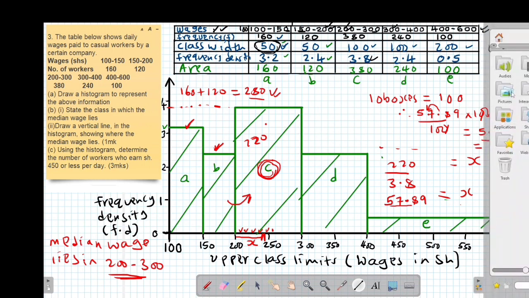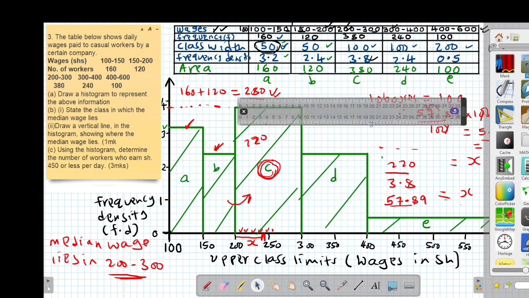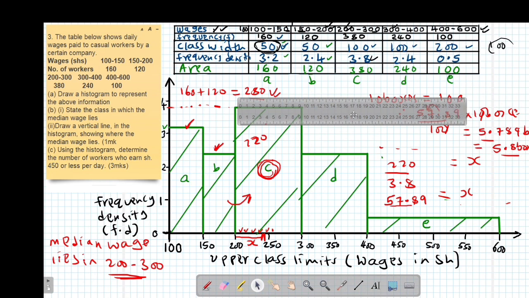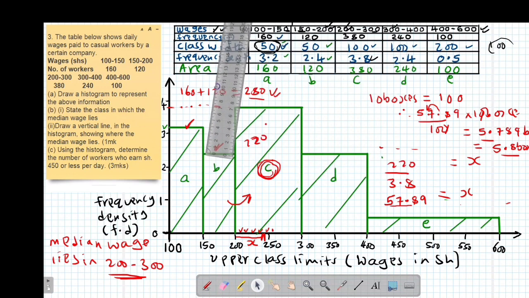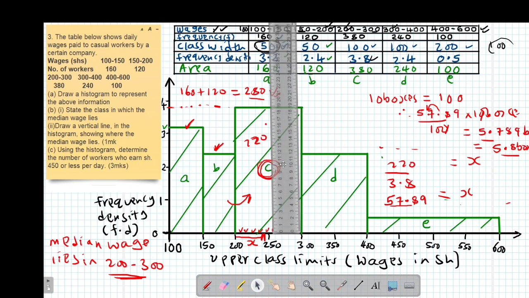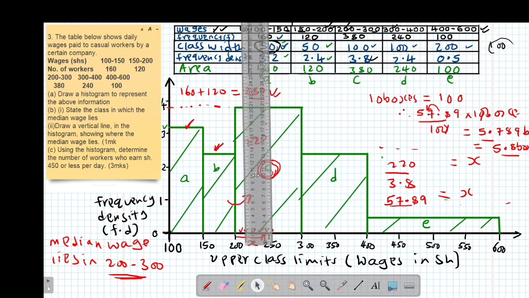5.8. Let me pick my ruler from this other end. I can rotate it so that I can draw the dotted line. So my 5.8 will be somewhere here. I can reduce its length. I need to draw it through this particular point here. Ensure it is vertical. Then after that, you can actually draw the line.